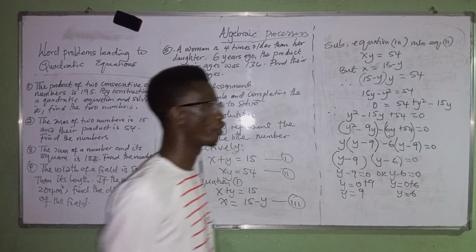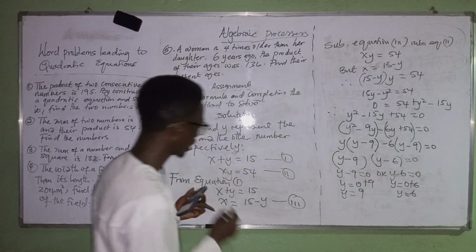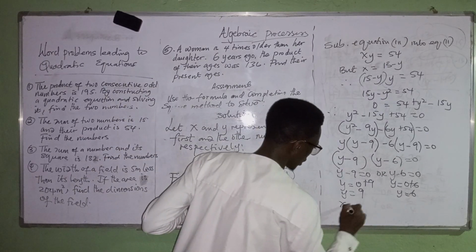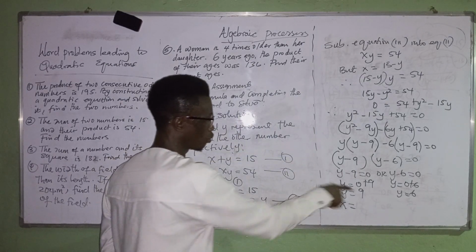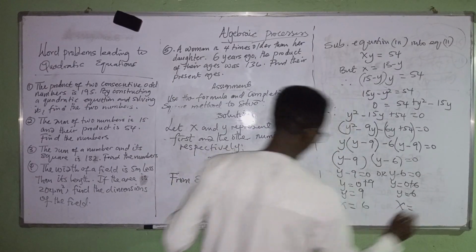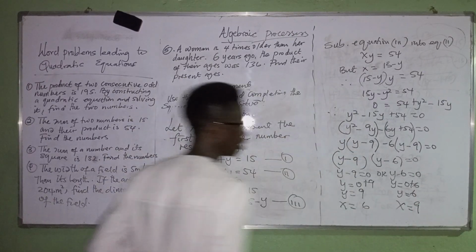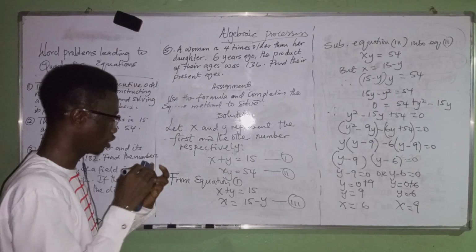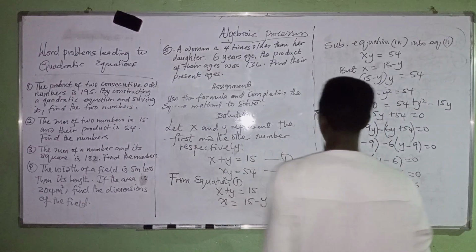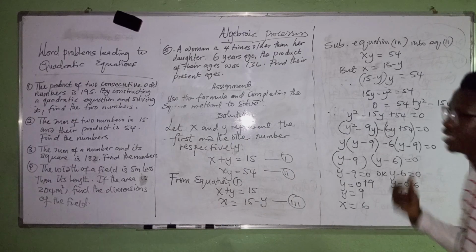So even when you solve for x, you are still going to have these two answers. If you substitute into x, what are you going to have? Your x is now going to be 15 minus y. When y is 9, if you substitute here, you have x as 6. Here again, when y is 6, if you substitute, you are going to have x as 9. So whatever the case, you are going to have 9 and 6. And those are the two numbers, because the question says, what are the two numbers? So the two numbers will be 9 and 6.